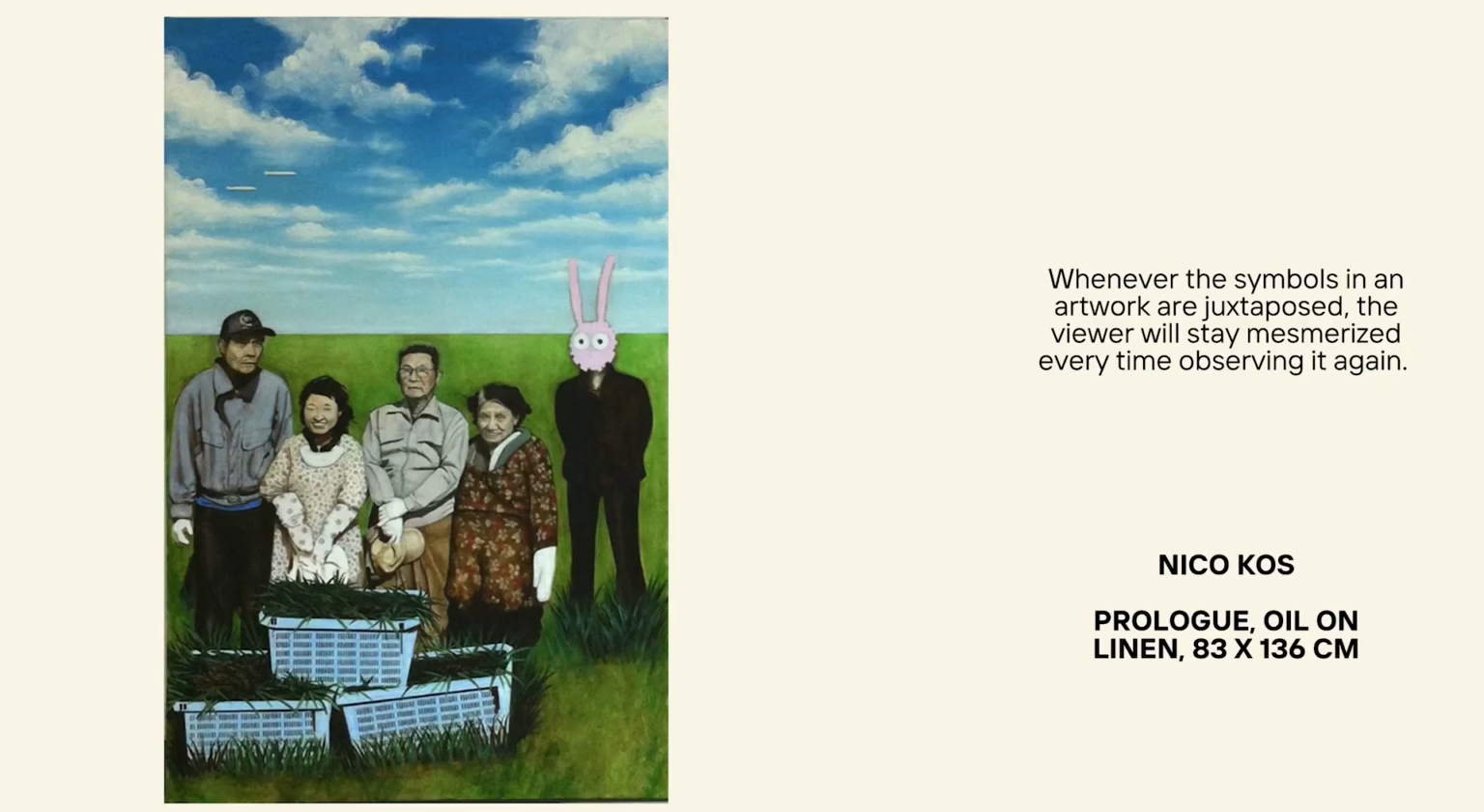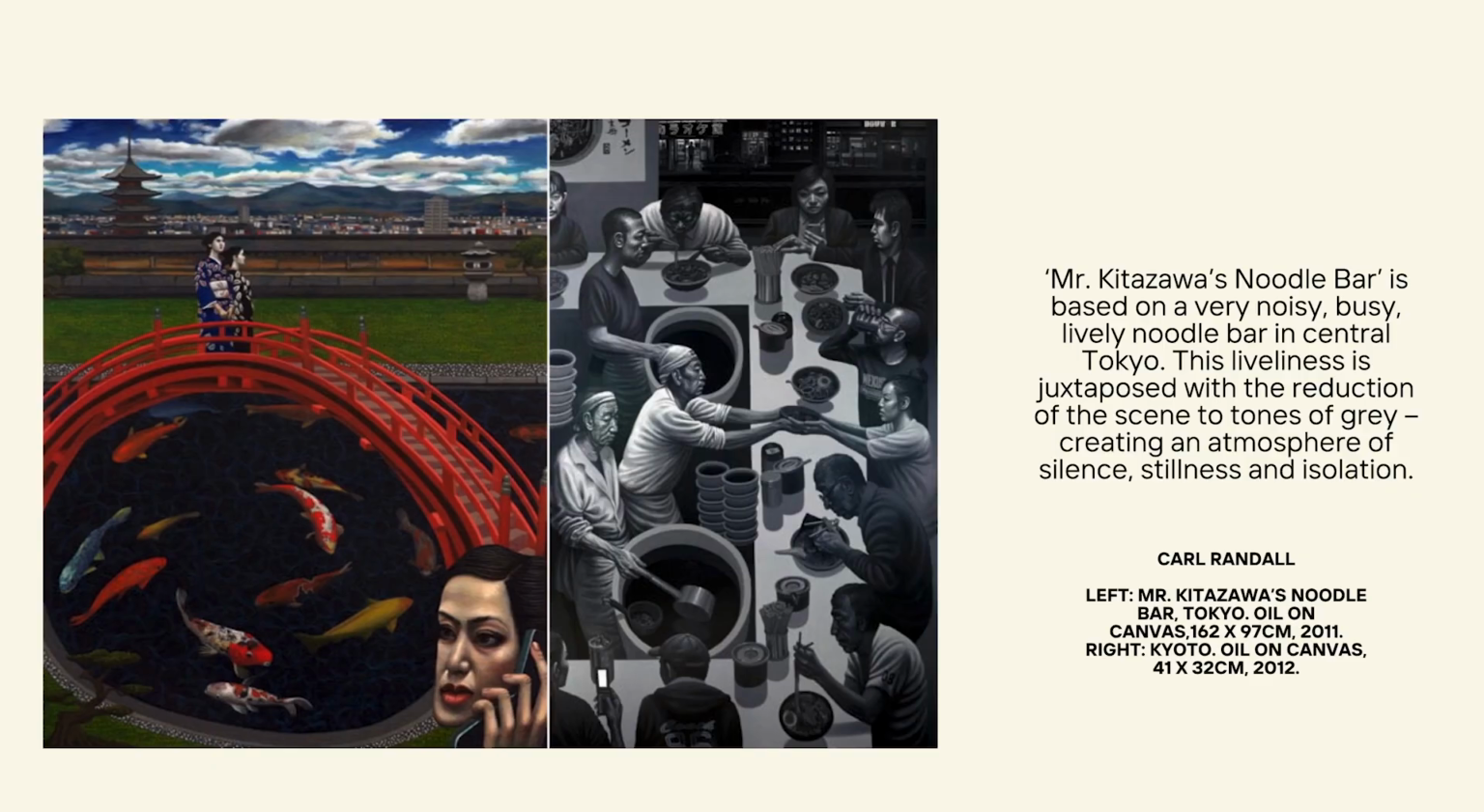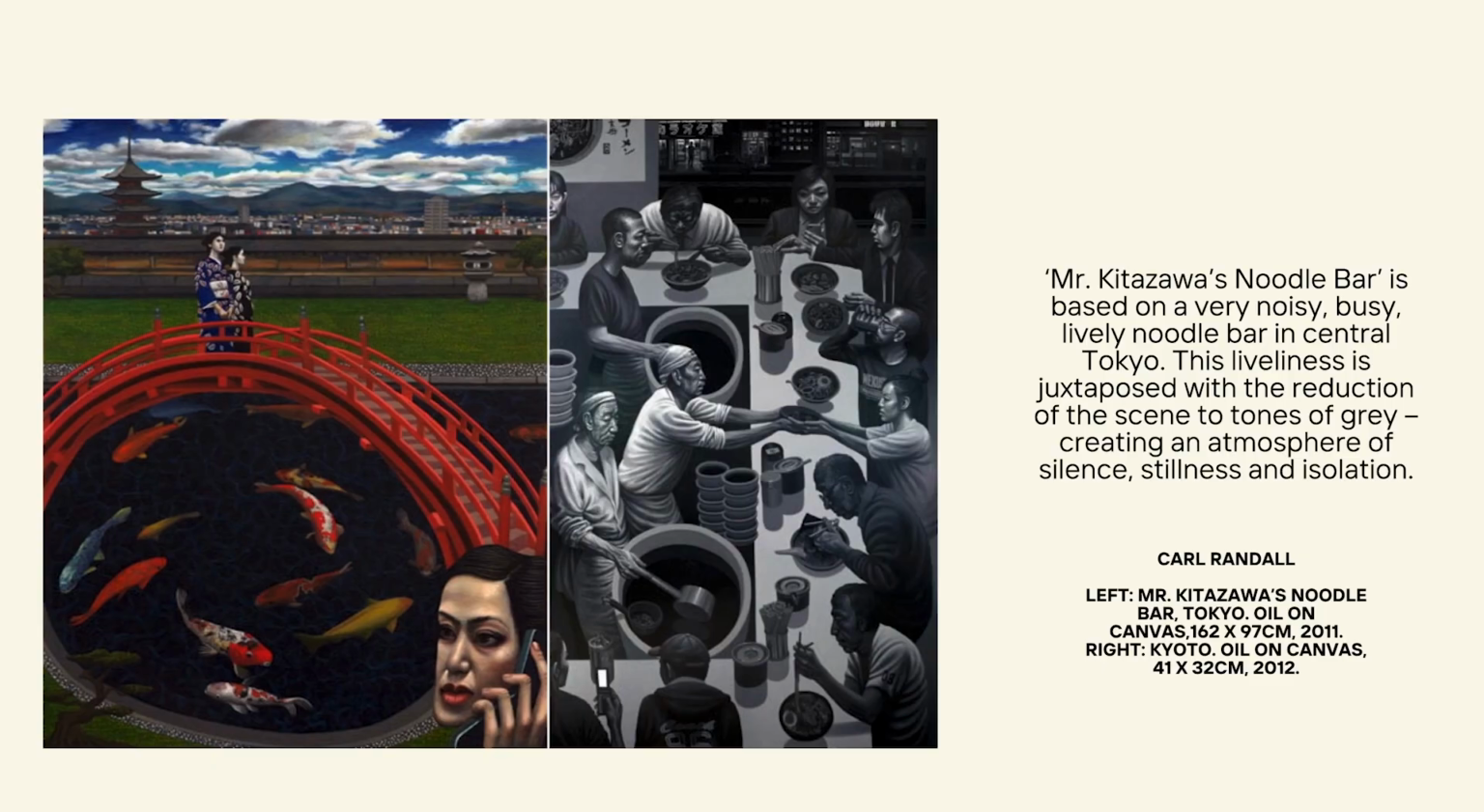So that is juxtaposition from Nico Kos, hopefully that's how you pronounce it. This is oil on linen, and this is how symbols are used in artwork. Now the next painting for juxtaposition is by Carl Randall. This is also an oil painting on canvas, titled Mr. Kitazawa's Noodle Bar, and is based on a very noisy, busy, lively noodle bar in central Tokyo. This liveliness is juxtaposed with the reduction of the scene to tones of grey, creating an atmosphere of silence, stillness, and isolation.